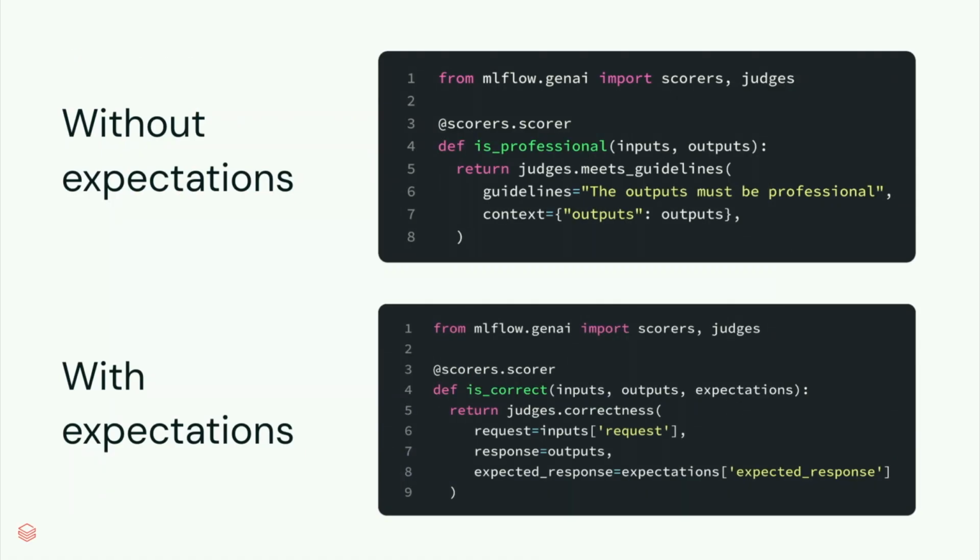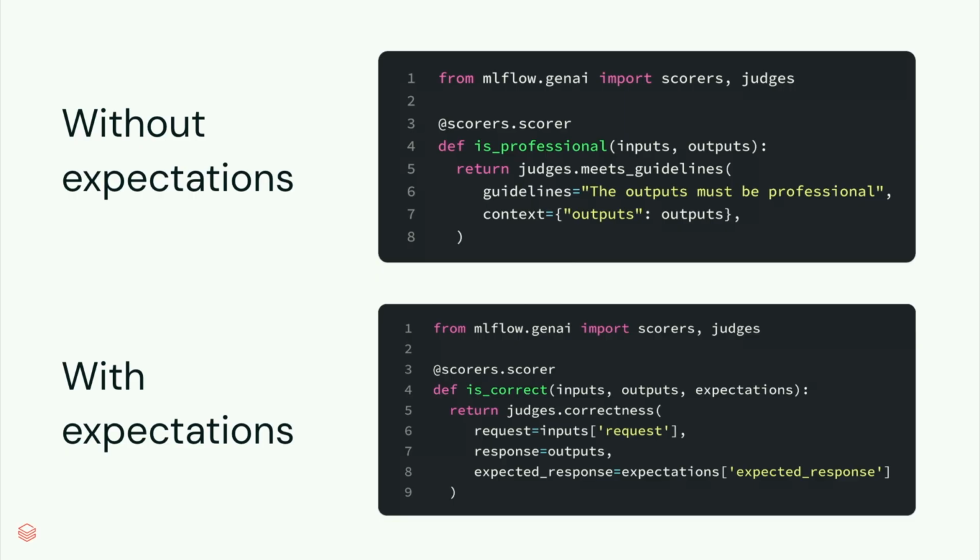We're going to talk about two flavors of scorers. The first is without expectations. We haven't seen that yet. And without expectations is really nice because it's kind of annoying to write these labels for every single input example, right? And what we can do with that is maybe call a judge, right?